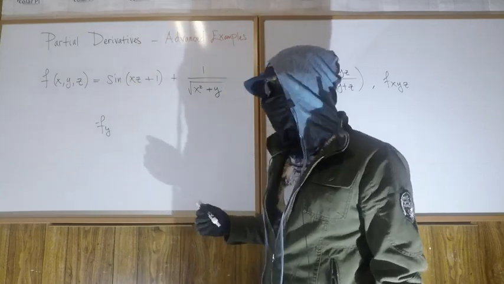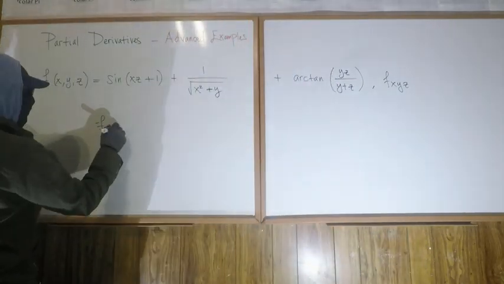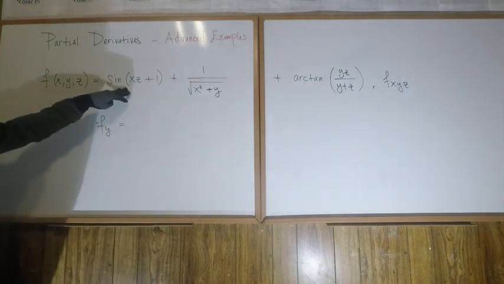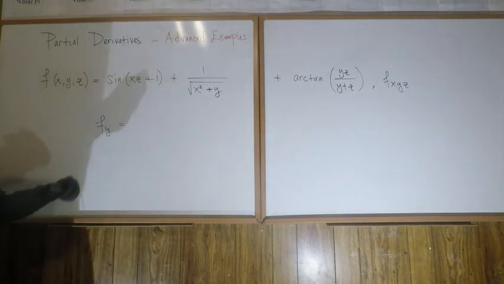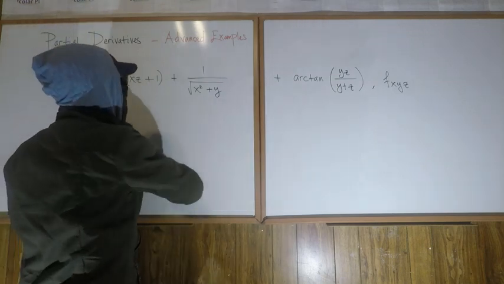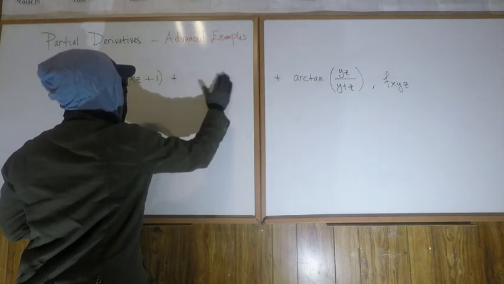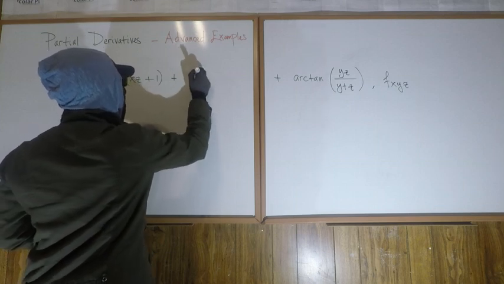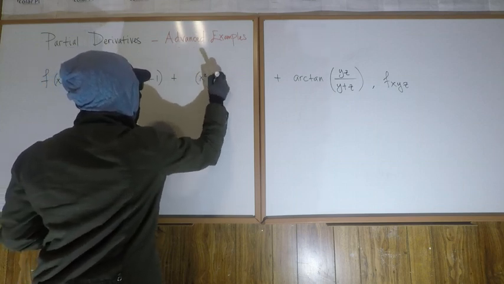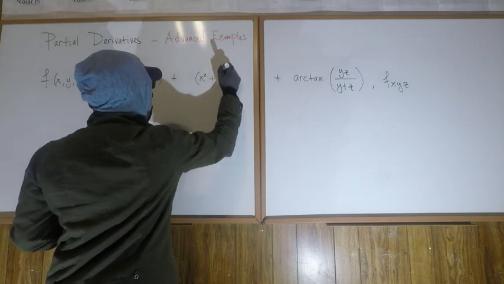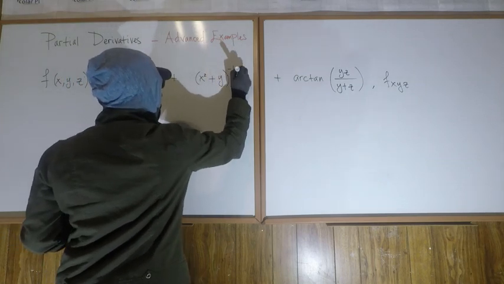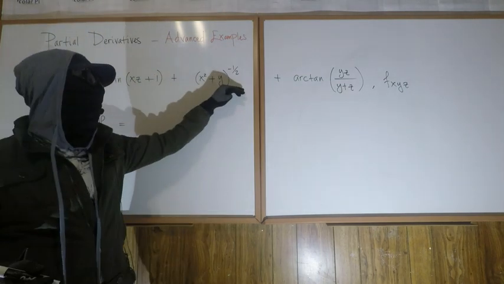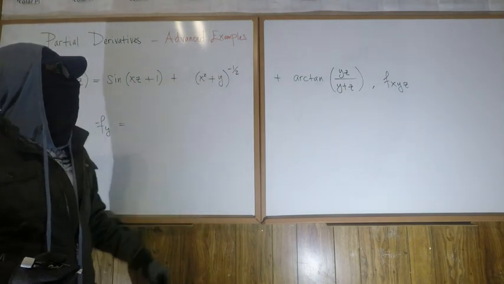So I'm saying I'm going to start with fy. And I already wrote it down anyway. So if we start with fy, as we said, this is going to turn to 0, because there's no y in this, so this whole thing is a constant. And this I could rewrite as x squared plus y to the negative 1/2, right? That's what we had. Okay, because we need to take the derivative of it, and it's friendlier to take the derivative of when it looks like this.